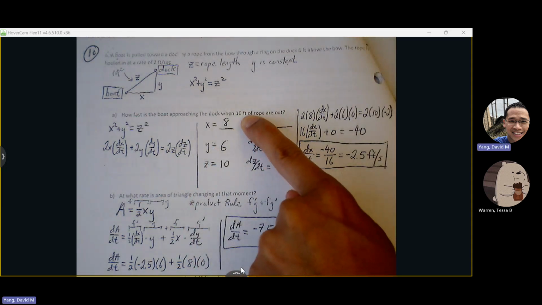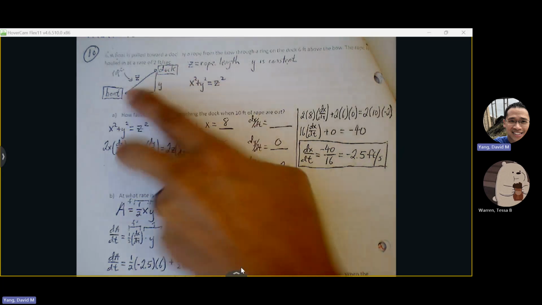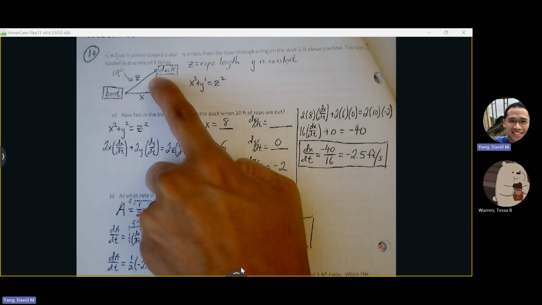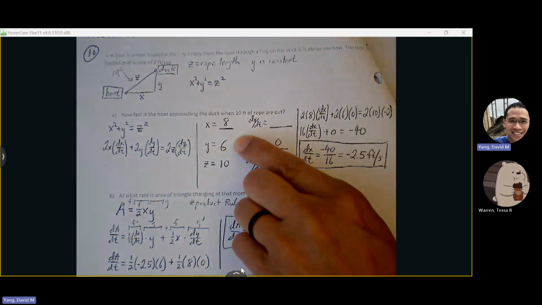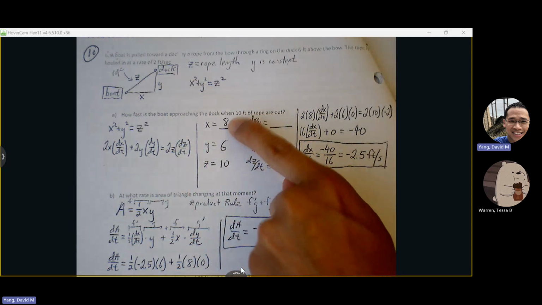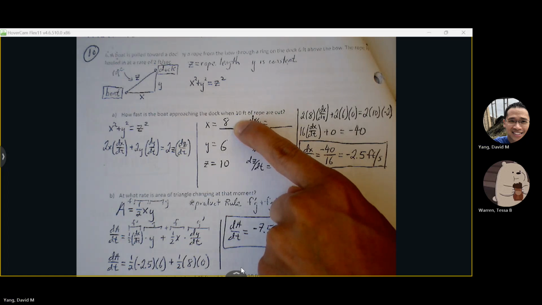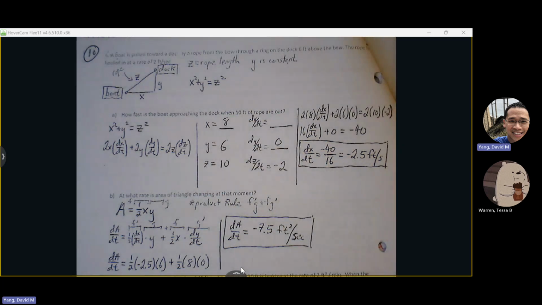When 10 feet of rope are out, that means the hypotenuse at that moment in time is 10 feet. And since my y component is 6, I can use the Pythagorean theorem and say a squared plus b squared equals c squared and just solve for my x squared, or my a squared. Okay, I did my math. You could also use 3, 4, 5. Yeah, it's also right. It's a variation of a 3, 4, 5 triangle.